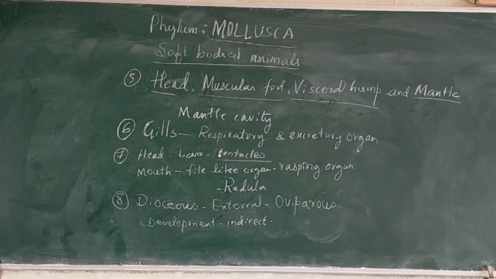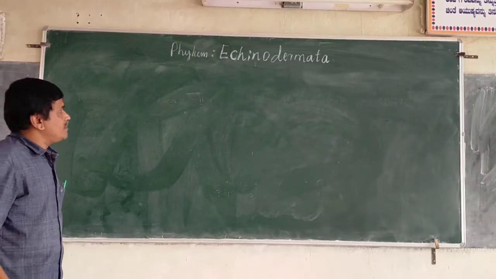Then sea hare, Aplysia. Then Dentalium, commonly known as elephant tusk shell. Then chiton. So these are the common examples of the phylum Mollusca.